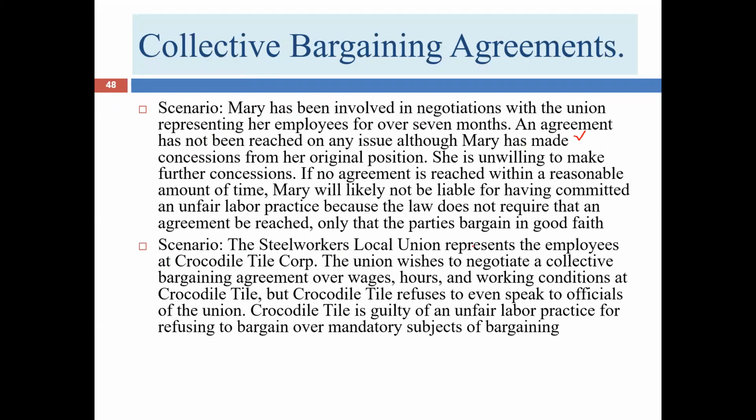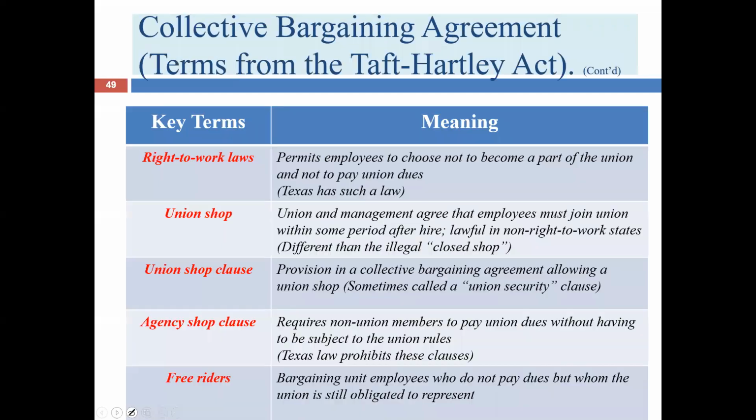The Steelworkers Local Union represents the employees at Crocodile Tile Corporation. The union wishes to negotiate a collective bargaining agreement over wages, hours, and working conditions. So these are mandatory topics. But Crocodile Tile refuses to even speak to the union. Under these circumstances, it's absolutely clear that Crocodile Tile is guilty of a ULP. If Crocodile Tile had been willing to speak but refused to respond to proposals, it would still be guilty of a ULP of failing to bargain in good faith.